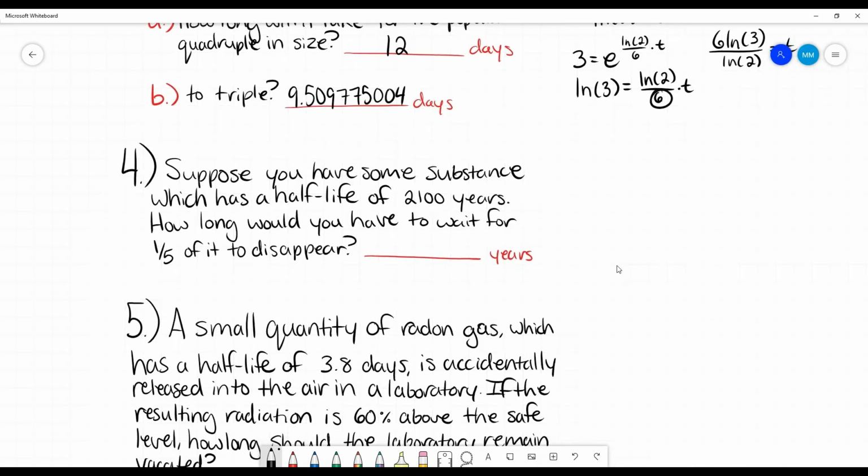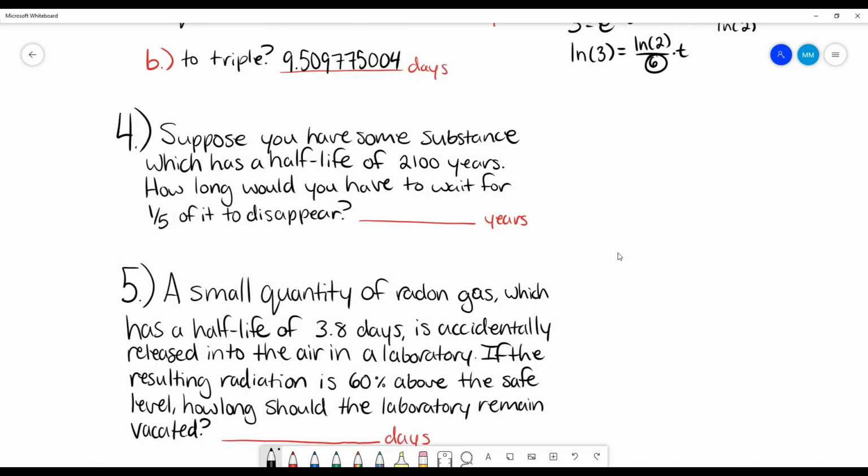And let's keep going. So suppose you have some substance which has a half-life of 2100 years. How long would you have to wait for 1/5 of it to disappear? For this one, you might look at it and get pretty confused because it feels like we don't have enough information to figure out any of it, right? But remember what I was saying with those ratios earlier? We know that the half-life is 2100 years. So whenever P of t is 2 times whatever P naught is, right?